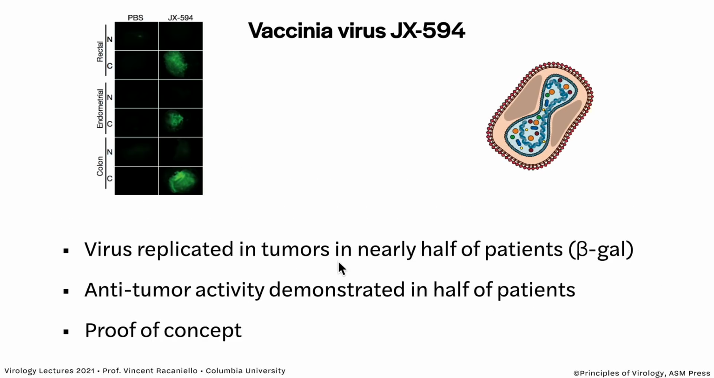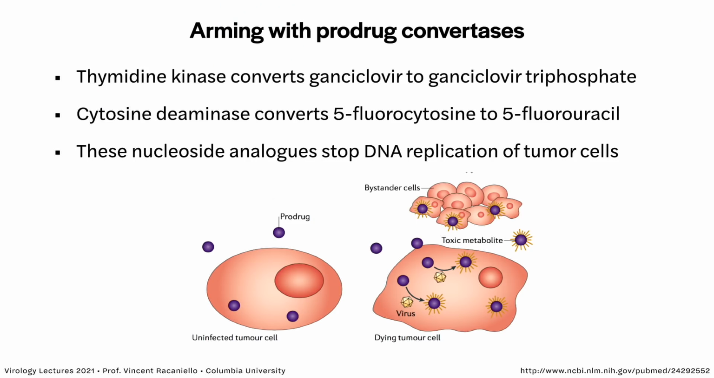And the virus was able to replicate in tumors in nearly half of the patients. They had labeled it with beta-gal, and you can see here in rectal, endometrial, and colon cancers, the virus was able to seek out the tumor, and half the patients had anti-tumor activity. So there's a proof of concept that you could deliver one of these therapies intravenously.